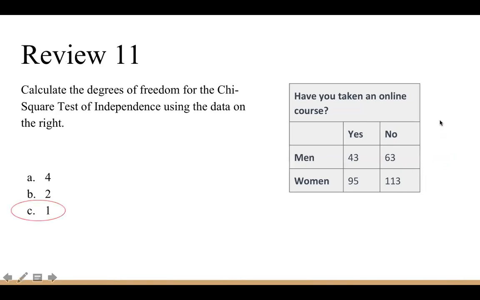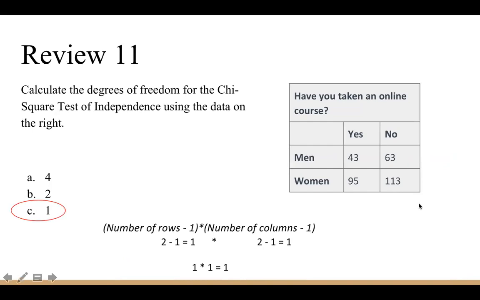All right, great job, guys. Yes, it is 1. If you didn't get that, we just do the number of rows minus 1 times the number of columns minus 1. Here it works out that there are 2 columns and 2 rows, so we just end up multiplying 1 times 1, and our answer is 1.